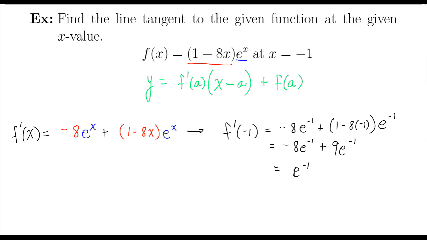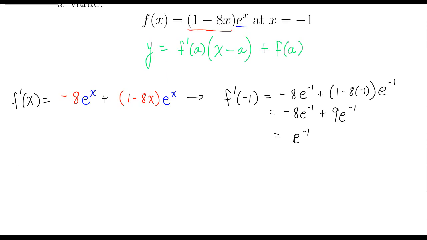Now let's find f of -1, f of a. We found this part, and we're trying to find this one here. Well, that just means plug it into the original function. That's going to be 1 minus 8 times -1. That's 1 plus 8, which is 9. 9 e to the -1. So I found this piece. Now I have everything that I need.